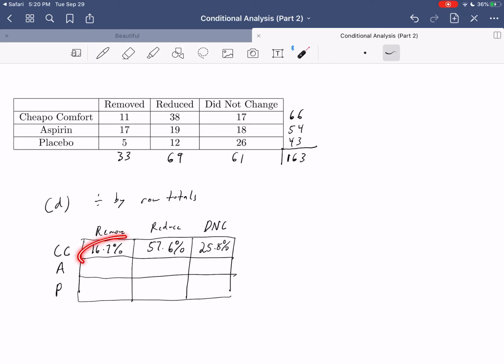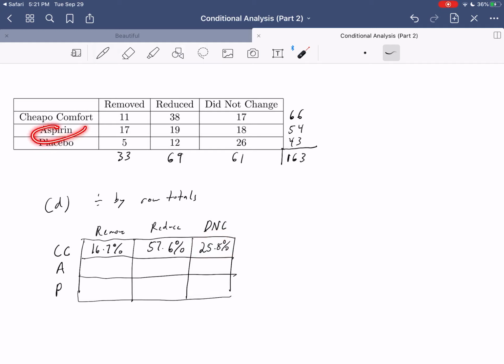So remember that these three should add up to 100% because this is basically what happened exclusively to the people who took Cheapo Comfort. About 16.7% of people who received Cheapo Comfort said that their pain was removed, 57.6% that took Cheapo Comfort said it was reduced, and 25.8% said basically nothing happened, their pain did not change.